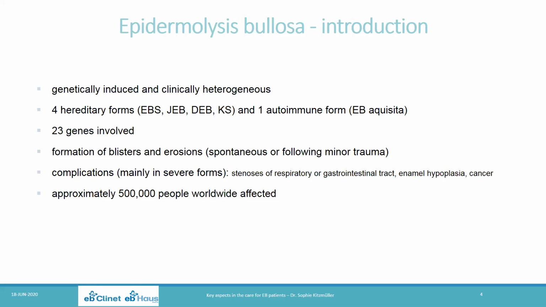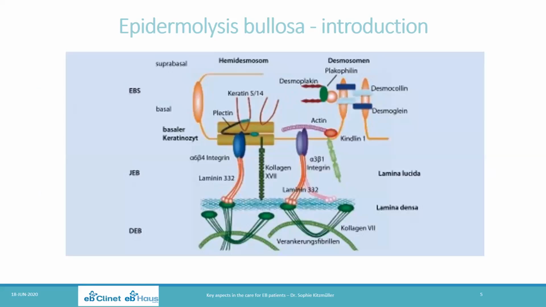Worldwide, around 500,000 people are affected with different forms of EB. I'm sorry that this is a little blurry, but it gives you an idea how complex the skin structures that hold our skin together are. And everything you see here are certain proteins that can be mutated, where their sequence can be mutated, which leads then in turn to a disruption of this very, very complex system.